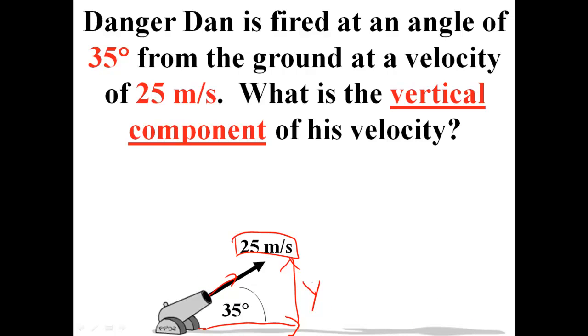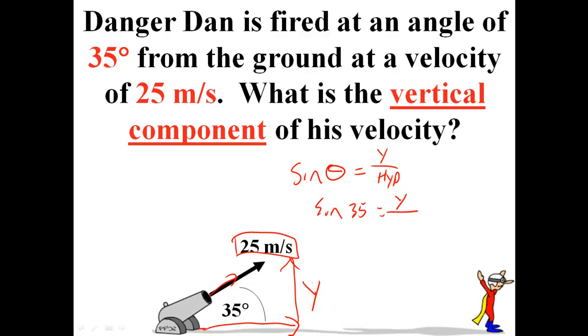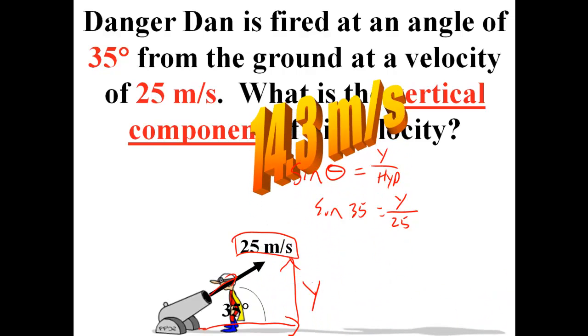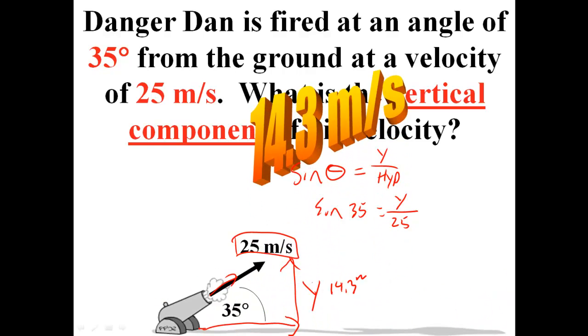And this looks like a sine problem. The sine of the angle is equal to the opposite side, or the y, over the hypotenuse. So the sine of the angle, which is 35, is equal to our unknown y side, divided by the hypotenuse, which is 25, and we will get 14.3 meters per second when we plug that into our calculator.